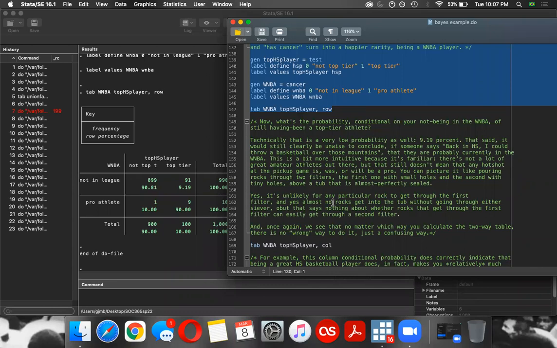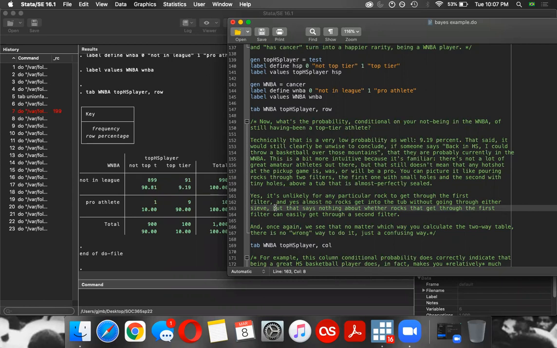And so one way to think about this that I like to use is it's kind of like this. You can imagine pouring rocks through two filters above a tub. The first filter has small holes, and the second one has tiny holes. And the tub is almost perfectly sealed so that almost nothing gets into the tub besides these rocks. So it is unlikely for any particular rock to pass through the first filter. So there's a low probability of that happening, period. And yet, almost no rocks get into the tub without going through either sieve.